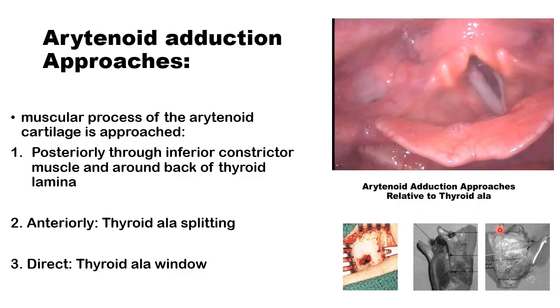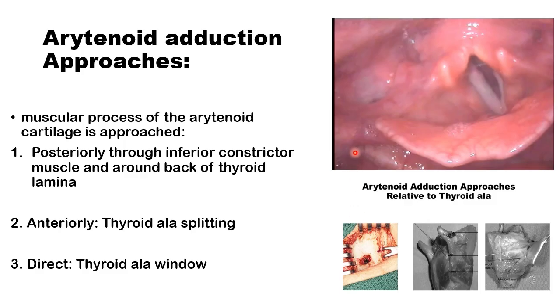Or the anterior approach, in which the thyroid ala is split and reflected laterally to expose the paraglottic space. The approach would be from anterior and lateral through this direction, and after dissection of the paraglottic space for about 5 millimeters or so, you should be able to identify the muscular process of the arytenoid, usually in the inferior and posterior part of the exposed paraglottic space, or through a keyhole window.